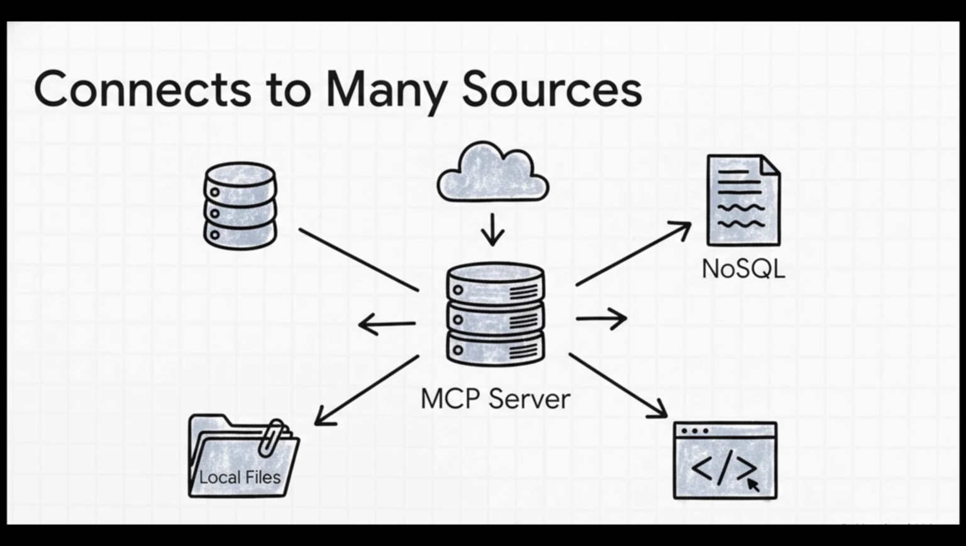And this is where it gets really powerful. The flexibility here is insane. A single MCP server isn't just stuck talking to one kind of data. No way. It can connect to pretty much anything you throw at it. Relational databases like Postgres, NoSQL databases, basically any API you can think of. Local files, even raw code. This versatility is what makes the whole protocol a game changer.